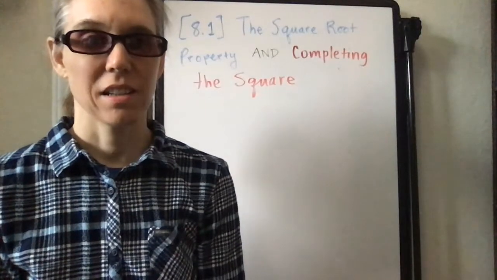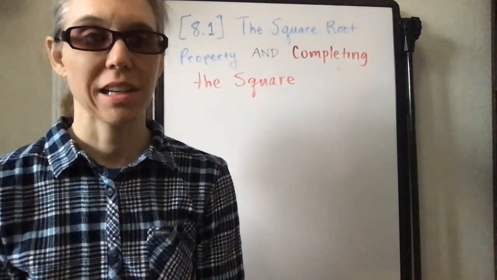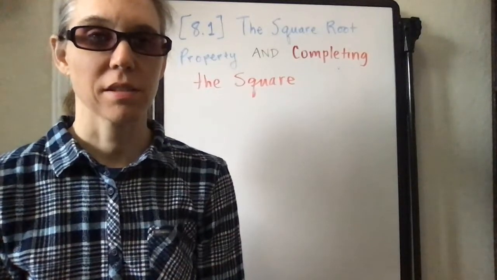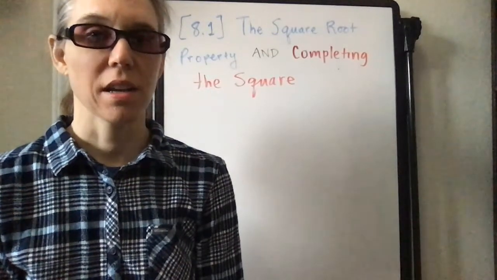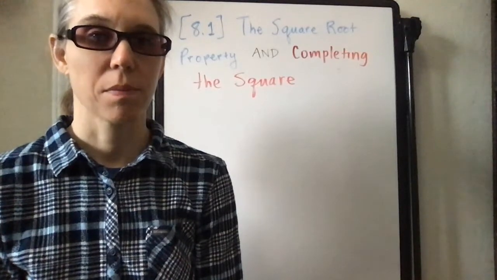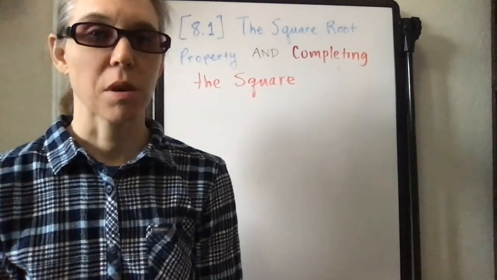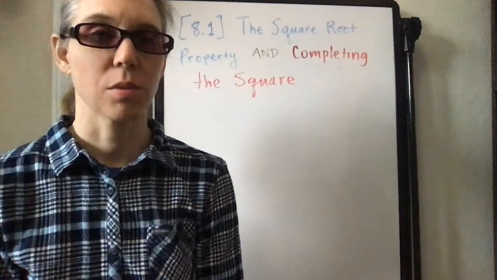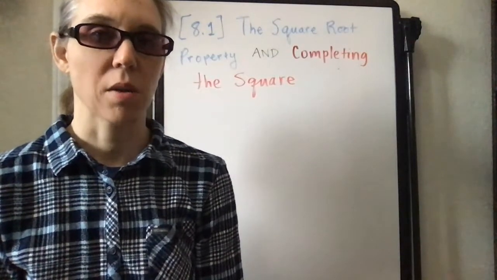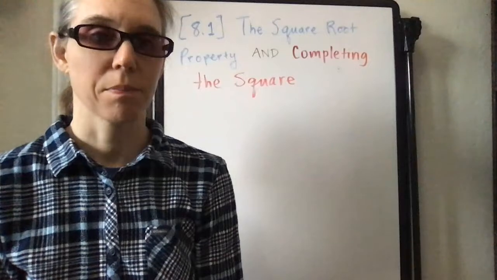So today we are going to cover only one lesson in the book, but that one lesson has two topics. 8.1 covers the square root property and completing the square. So we'll cover the square root property first, and then completing the square. Completing the square is a pretty tricky concept, which is why we're only doing one lesson today.